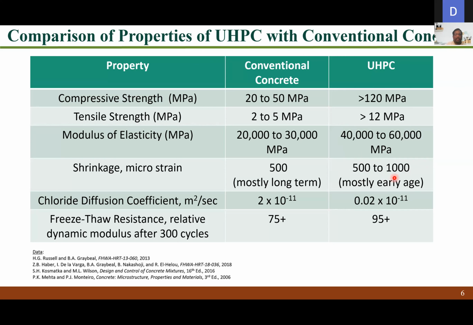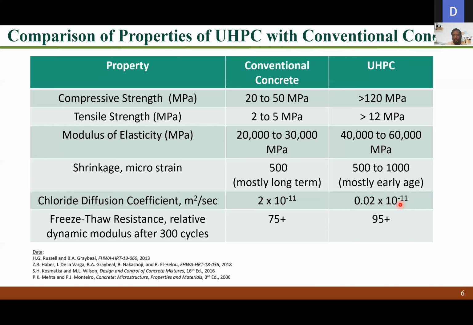And from a durability point of view, people have studied the chloride diffusion coefficient. For normal concrete, you're talking about on the order of 2 times 10 to the power of minus 11. But for UHPC, because you have a very dense concrete mix and nice particle packing, you're talking about almost 1/100th of that. So obviously the chlorides cannot diffuse, so corrosion cannot happen, right? So you end up with very good durability.